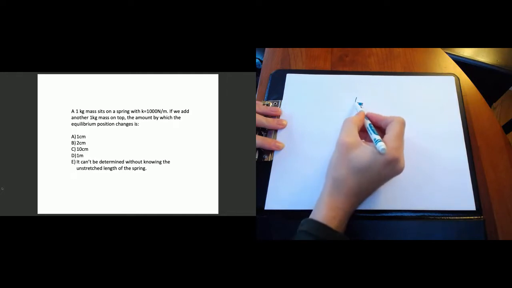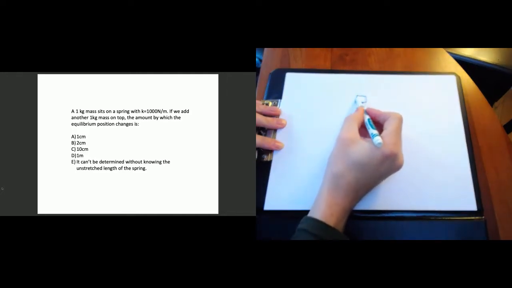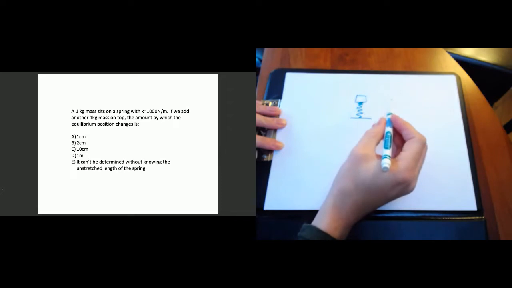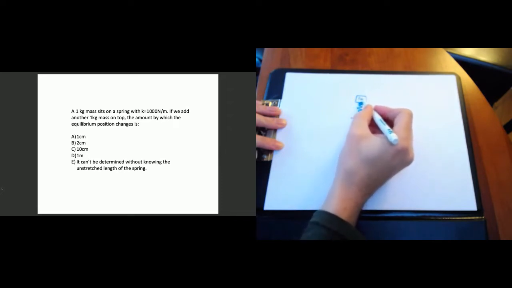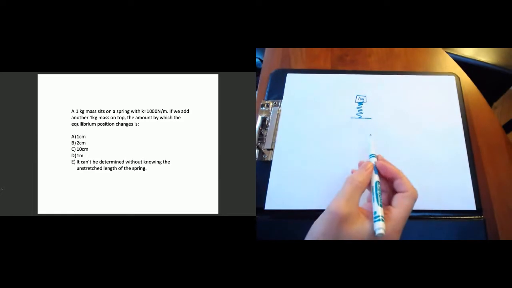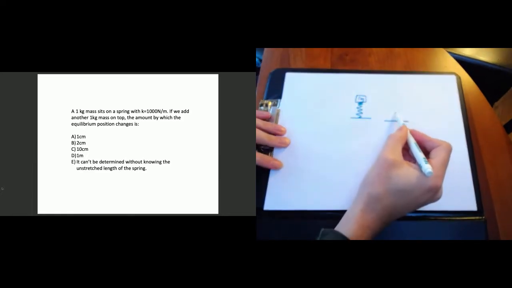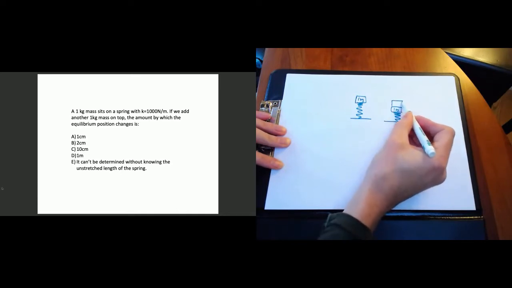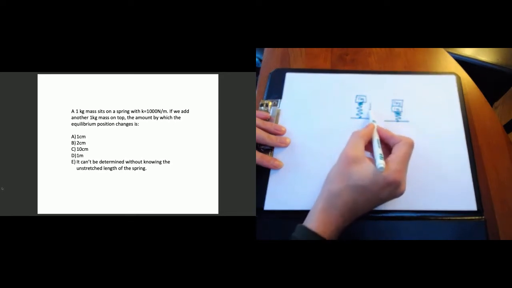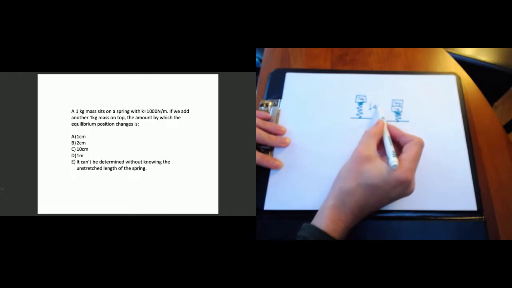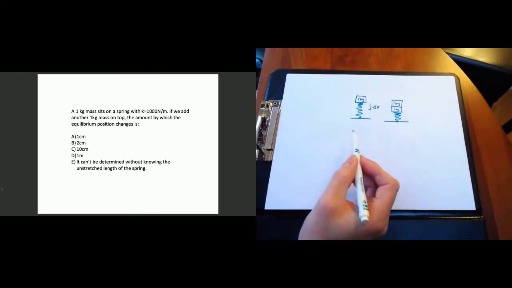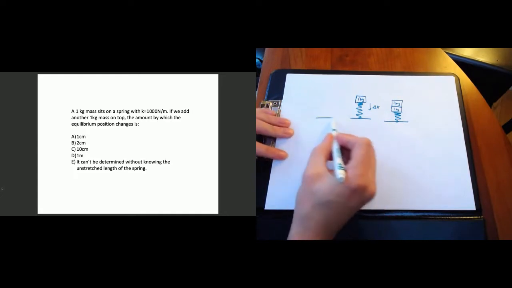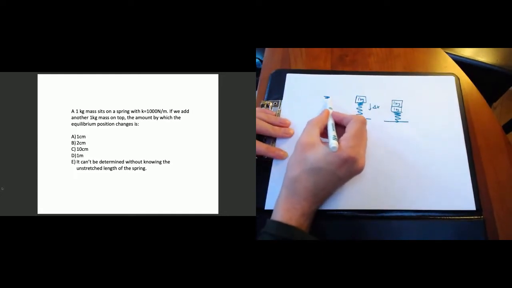So I think the tricky part of this question is that we don't really know what the unstretched length of the spring is. So we know that there's some situation where we have a mass on the spring. We're then adding more mass to the spring. So we have the 1 kilogram, we add another 1 kilogram. And then we're wanting to find, how much does this change? But then there was a third situation we could imagine where there's no mass on the spring.